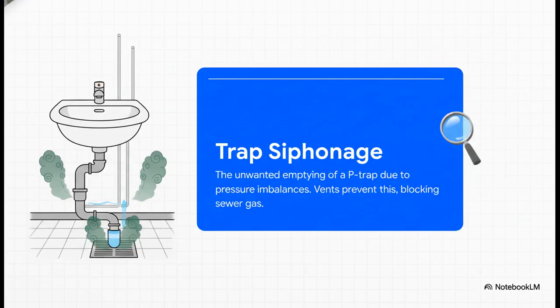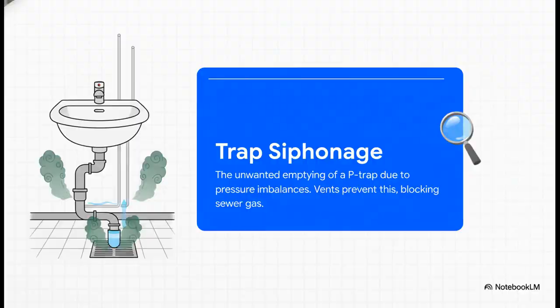And here's what ugly looks like. Trap siphonage. You know that little U-shaped pipe under your sink? That's a P-trap. The water that sits there is the only thing stopping foul and, potentially dangerous sewer gases from coming up your drain and into the building. When water rushes down a pipe without a vent, it creates a vacuum that can suck that water barrier right out of the trap. Vents prevent that vacuum.